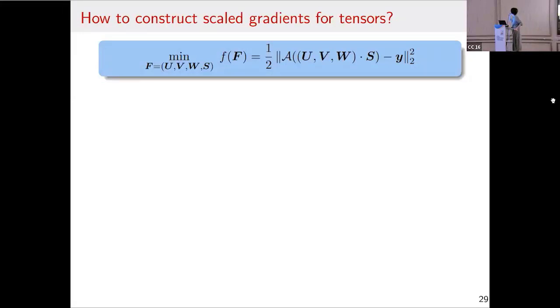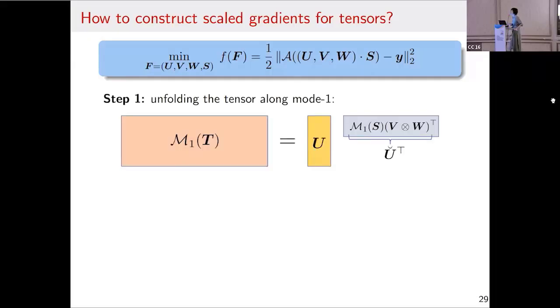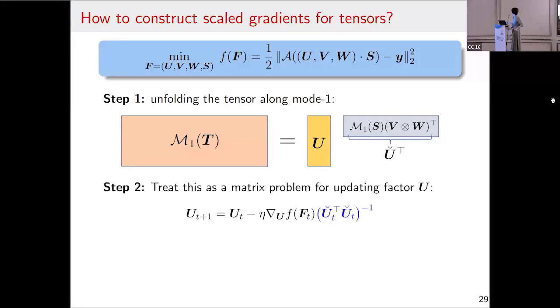We want to look at this problem and generalize our idea of designing scaled gradient for tensor problems. How do we do this for tensors? It's not immediately clear, but we know how to do it for matrices. So why don't we try to unfold our tensor into a matrix form? If I unfold my tensor around the first mode, this allows me to write it as a matrix multiplication, where the left factor is U, and the right factor captures all the information from the other factors. Let's call it U breve. If I want to write down the scaled gradient update for the factor U, I can think of this as a matrix problem, where the preconditioner is designed using information from U breve. So I just take (U breve transpose U breve) inverse to precondition it. I can do this for all the factors U, V, W.